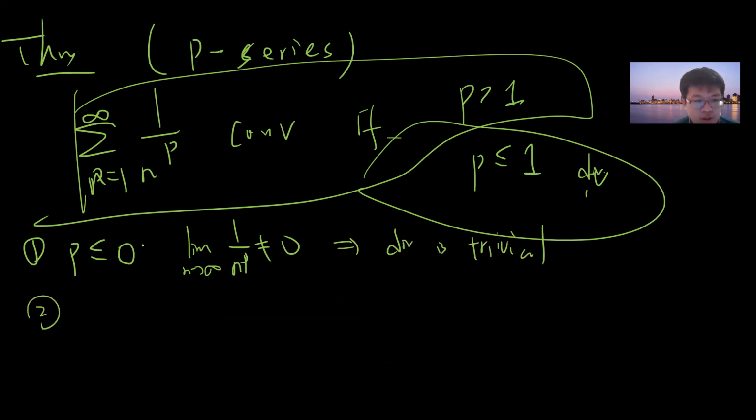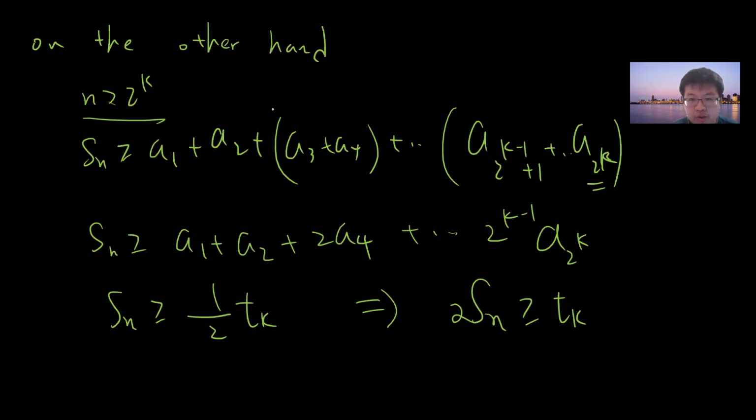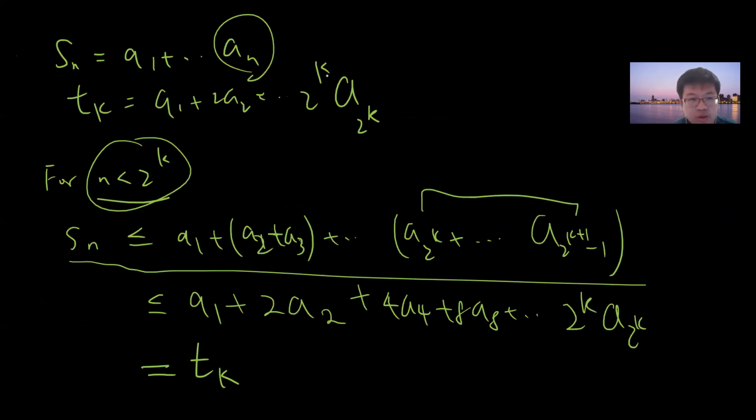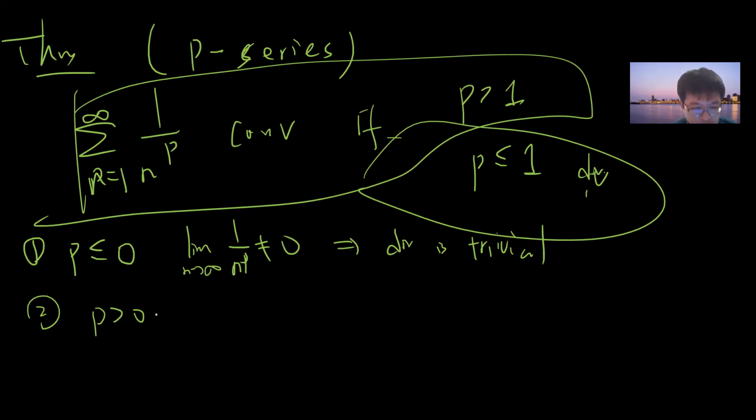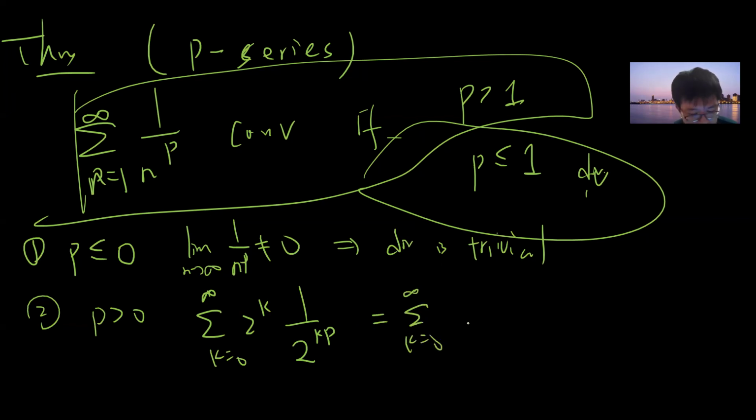Okay, and the second is that by our theorem, let's say p greater than 0, and by our theorem, you can just check. You can just use this t_k, right? So this t_k. You can just change it to 2 to the k, 1 over 2 to the kp, right? So it's k from 0 to infinity. So 2 to the k and a_{2^k} term. So you get the sum over k from 0 to infinity of 2 to the (1 minus p)k.